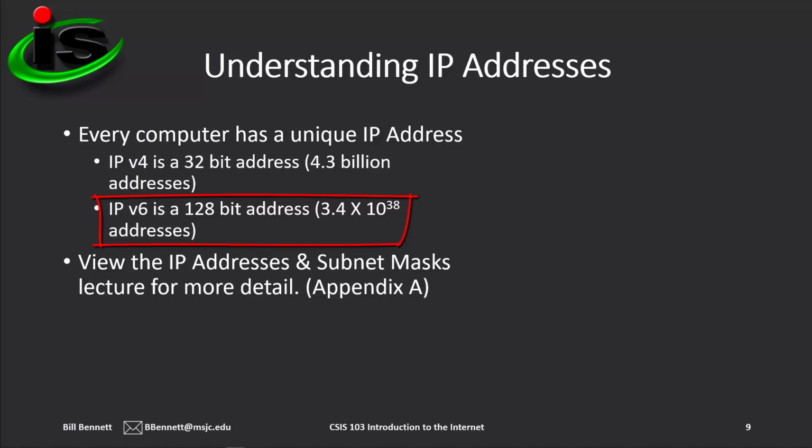As you can see, the math for IP version 6 is 3.4 times 10 to the 38th power, which would be the number of possible addresses that can be used in IP version 6.